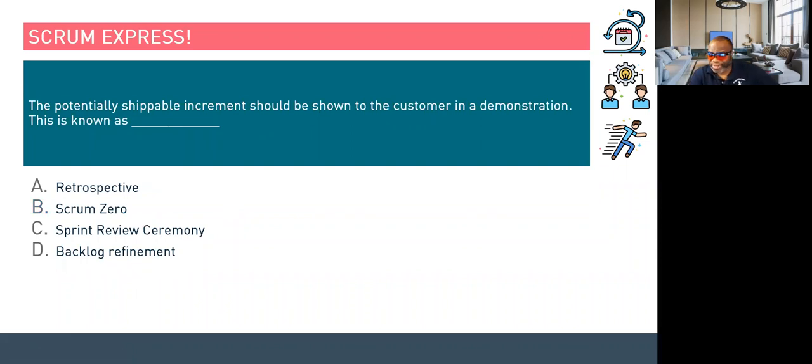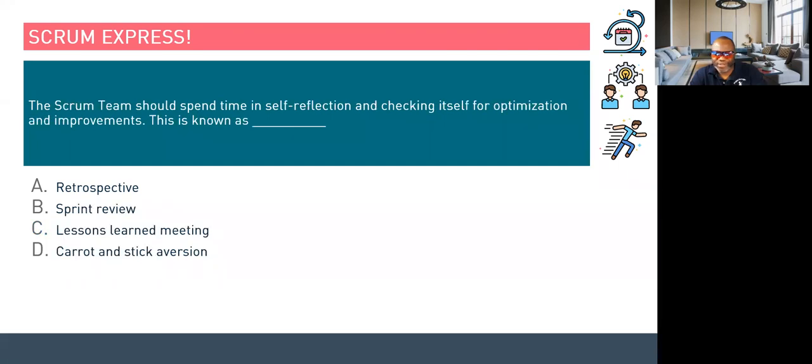The potentially shippable increment should be shown to the customer in a demonstration, known as what? Let's relaunch. Let's go. Very good. Let's end the poll, share the results. The answer is indeed the sprint review ceremony. Back in time, I know we used to get a little bit mixed up with the retrospective, but it seems like we've done a very good correction here. Nice.